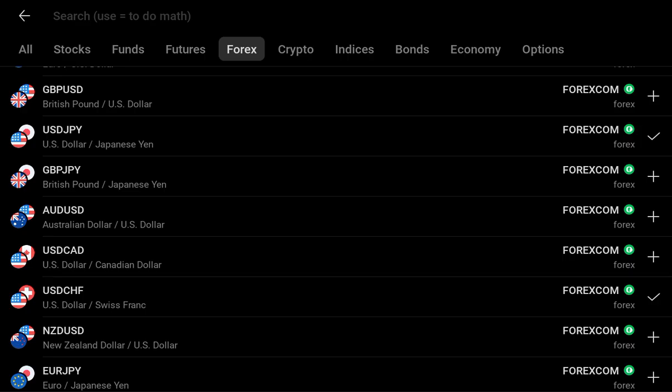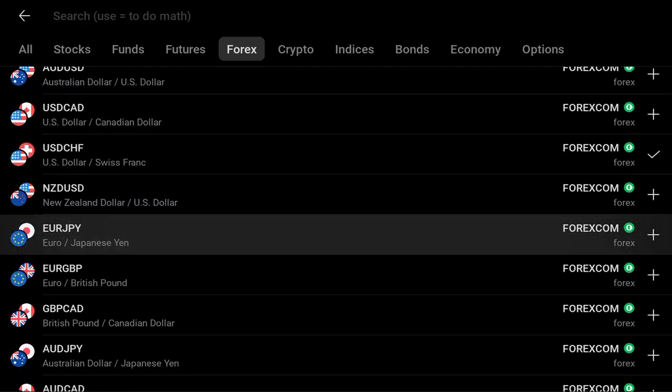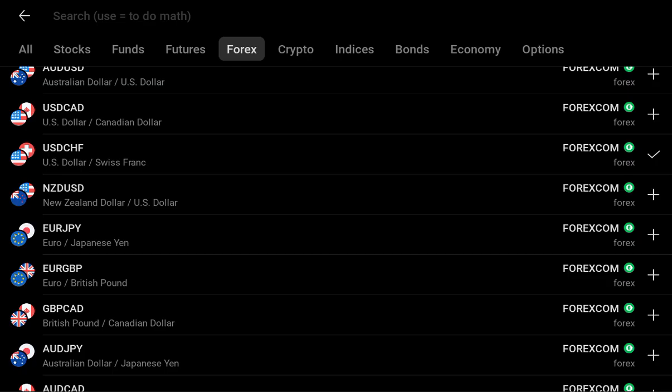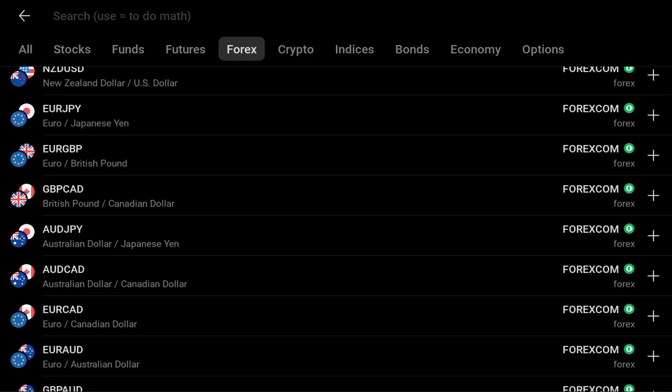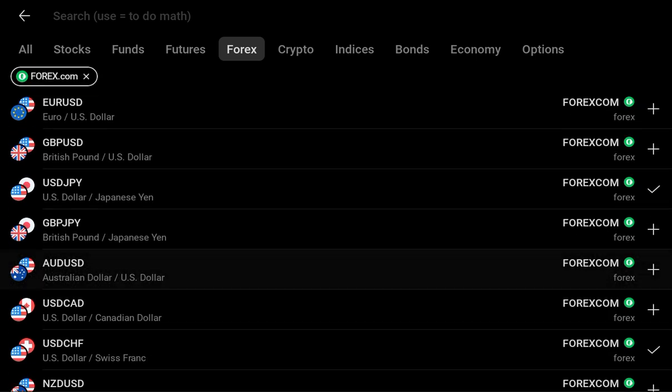The GBP USD is a major pair. The USD JPY is a major pair. AUD USD is a major pair. USD CAD is a major pair. USD CHF is a major pair. NZD USD is a major pair. You can see the one that has the United States dollar is a major pair.